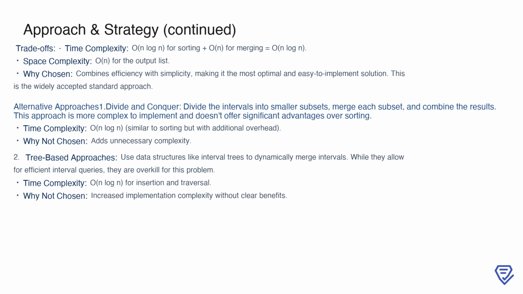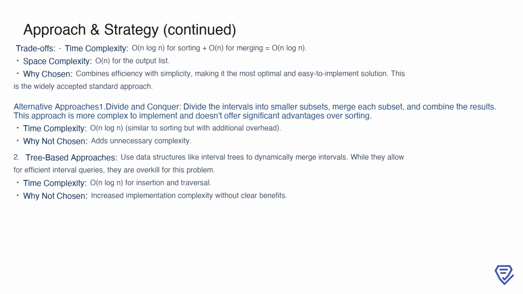Once sorted, we can traverse the list and compare each interval to the last merged interval. If they overlap, we merge them into one. If not, we simply add the current interval to our result list. This approach has significant advantages. Sorting the intervals takes O(n log n), and the subsequent merging step is performed in O(n), leading to an overall time complexity of O(n log n).